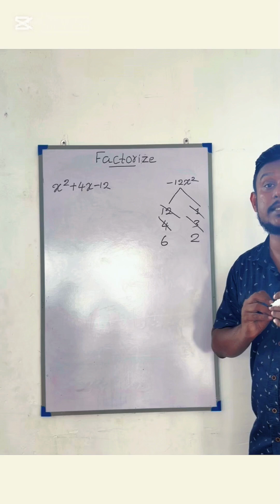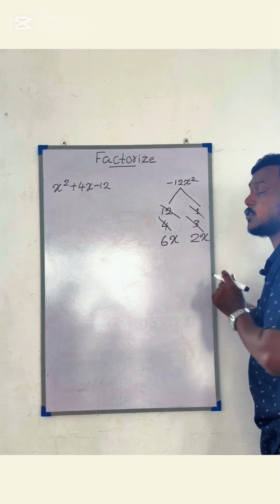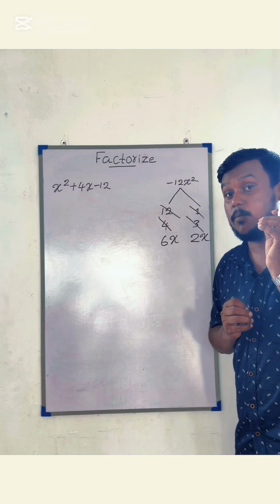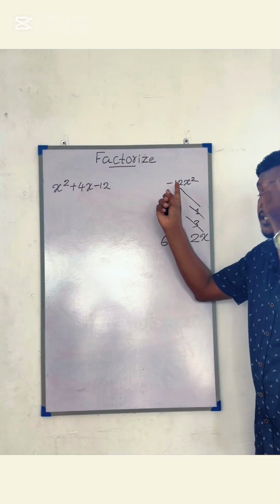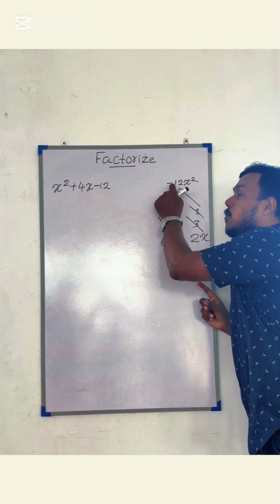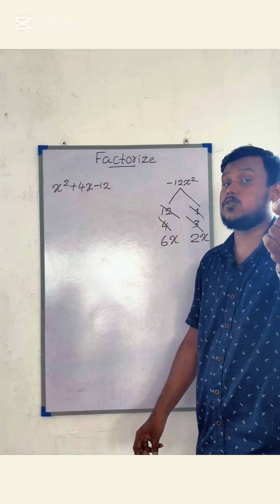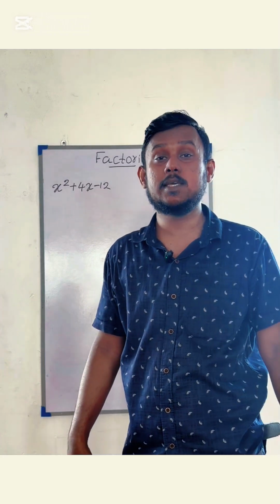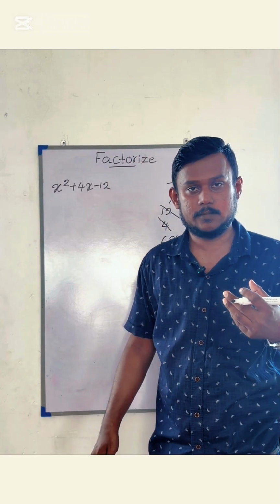But we have to consider its signs as well. So since this is x squared, you can write it as 6x and 2x. Now comes the most important thing. Since it is a minus number, for that answer to be minus, out of these two, one has to be plus and the other one has to be minus, right? Which one should be plus? Which one should be minus?